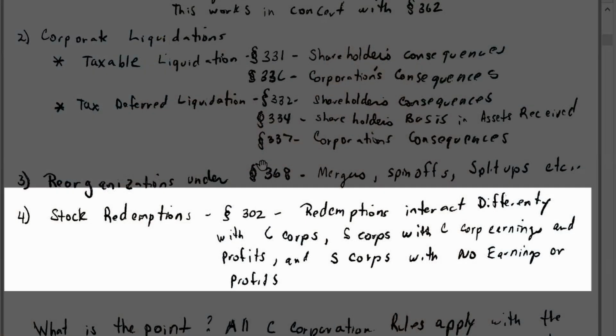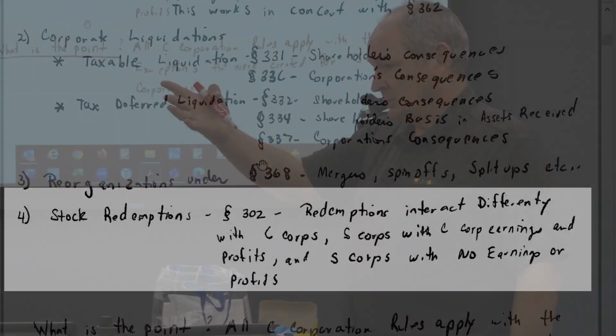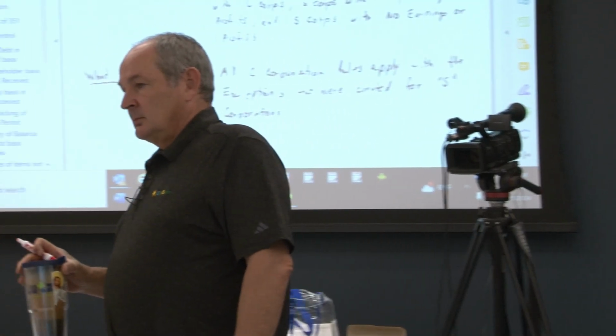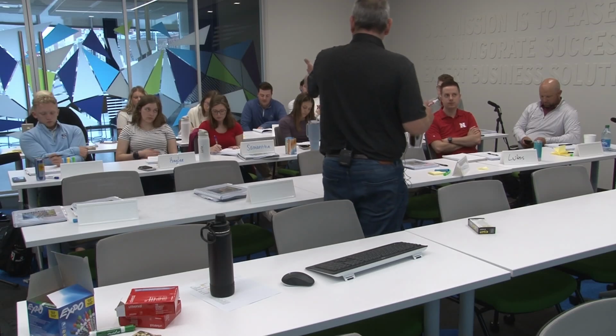It helps you diagnose when there's a redemption. How do we define a redemption? A sale of stock back to the business. And 302 does what? Diagnose whether you have a sale of stock or a distribution. So when you have a redemption, you have to go to 302 to diagnose. That's what 302 is about.